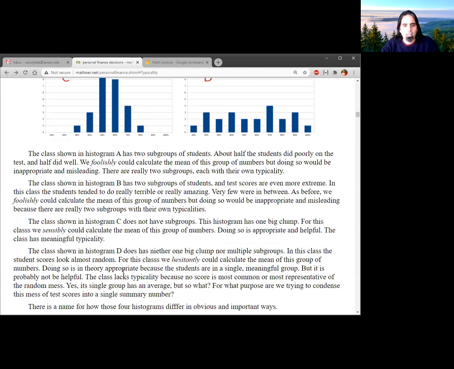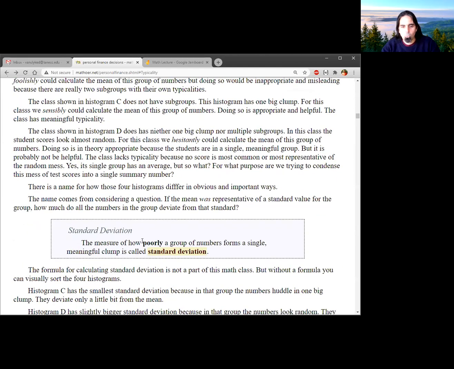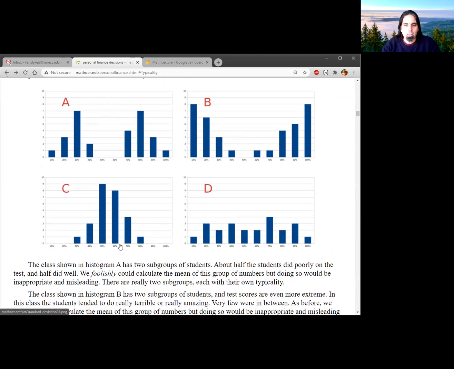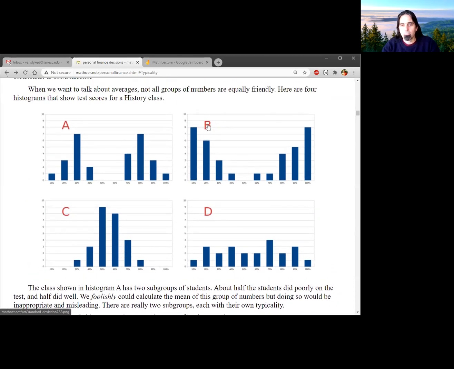So we will say that standard deviation measures how poorly a group of numbers forms a clump in the middle. This is deviation, not in the sense of like, I'm attracted to weird things, but just different from the average. So a low standard deviation is like picture C. Most people are about average. Not very many people did very well or very poor on this test. The highest standard deviation would be like picture B. No one is average. Almost everyone is quite extremely above or below.